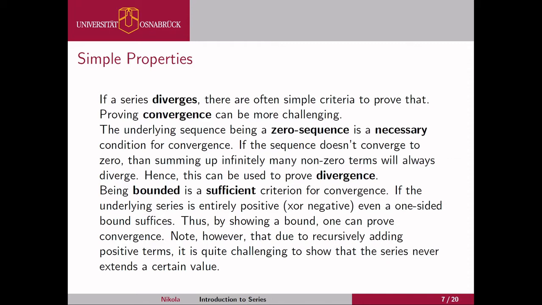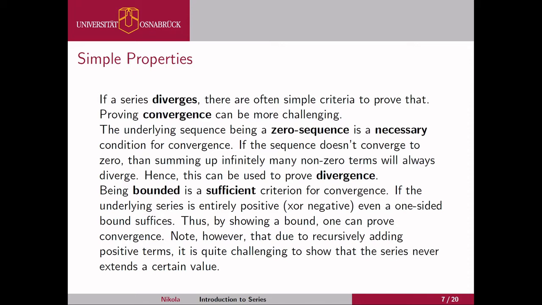So, if a series diverges, usually, from my personal experience with working on series, proving divergence is usually easier than proving convergence. But nevertheless, a necessary condition for a converging series is that it is a zero sequence. This means that the underlying sequence has to converge, and it has to converge to zero.